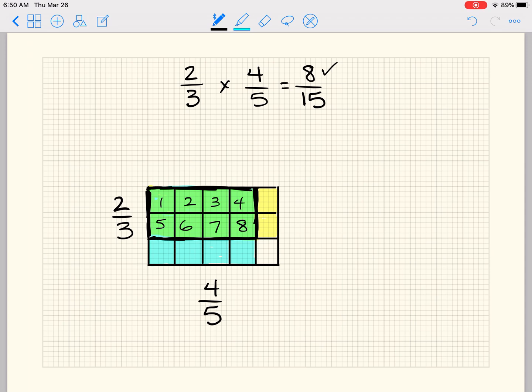And if you continue counting the little squares inside my rectangle, 9, 10, 11, 12, 13, 14, 15, you'll now notice that I have 15 total squares in my rectangle, 15 total parts. That represents the denominator. So this is your visual fraction model for multiplying two fractions.